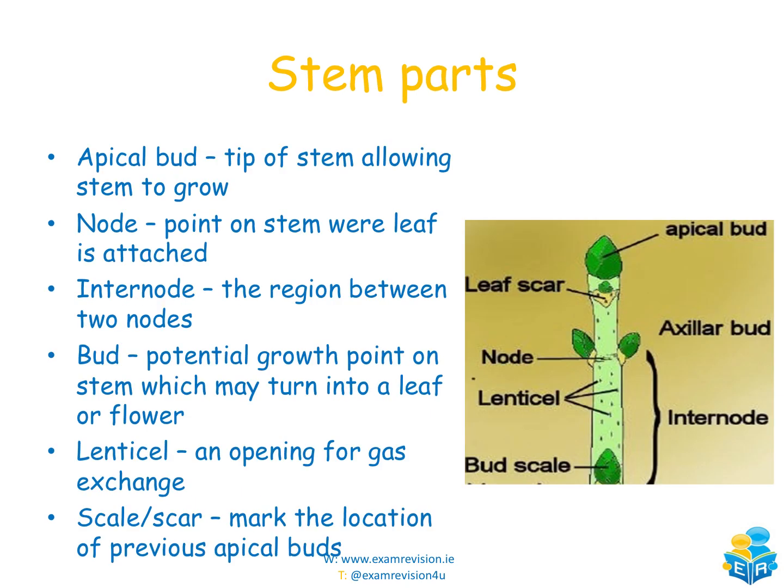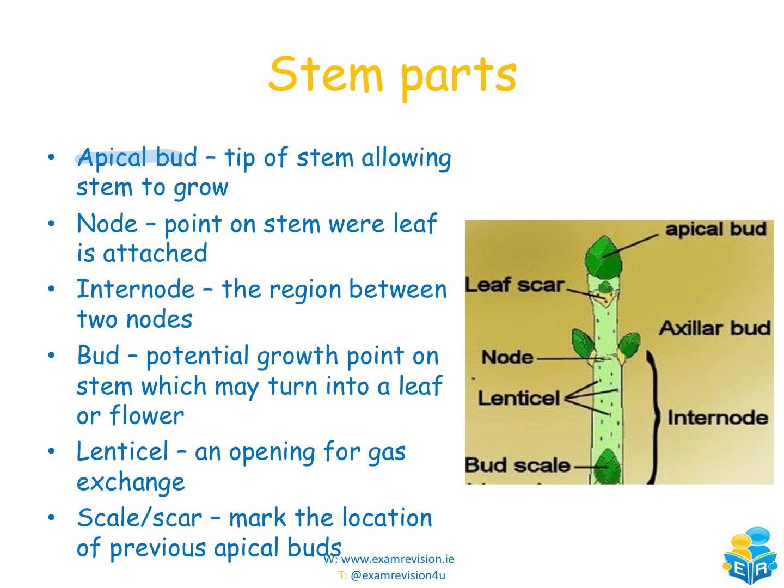Now, different parts that the stem has, we have our apical bud. This is the tip of the stem, allowing the stem to grow. Okay, so it's kind of like the zone of elongation that we had over in the root. So this is the apical bud up here. It's going to allow the stem to grow. We have a node. So this is the point on the stem where a leaf is attached. So we can see the nodes here. Leaves will grow out of that.